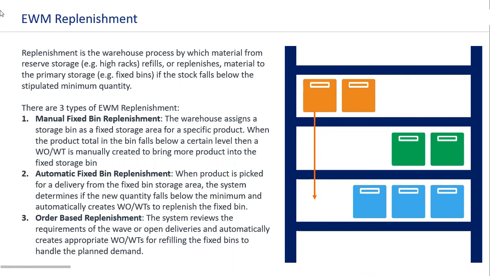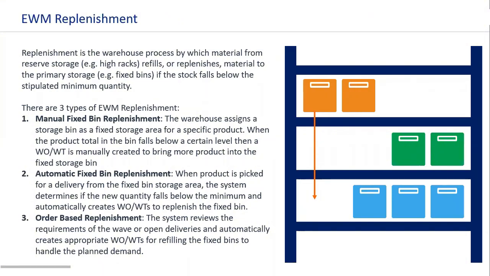No problem. So EWM replenishment. Replenishment is the warehouse process by which material from reserve storage, e.g. our racking location, refills or replenishes materials to the primary storage, which would be the case fixed bins, or as we would know, a case pit location, if the stock falls below the stipulated minimum quantity. So there are three types of EWM replenishment. There's manual fixed bin replenishment. So the warehouse assigns a storage bin a fixed storage area for a specific product. When that product total in the bin falls below a certain level, then a coordinator would say, right, I need a replenishment, and he would create the warehouse task.